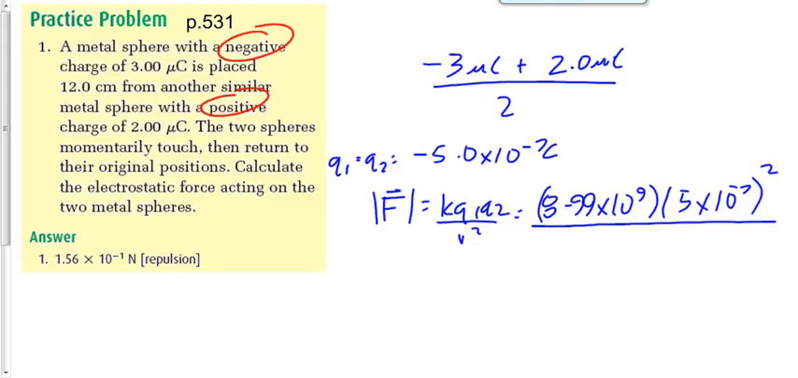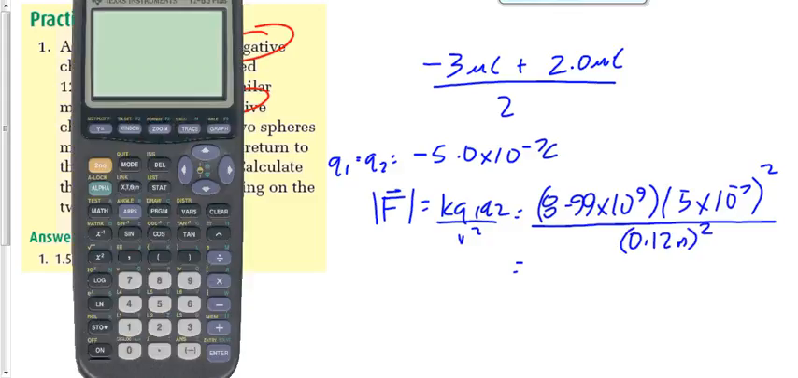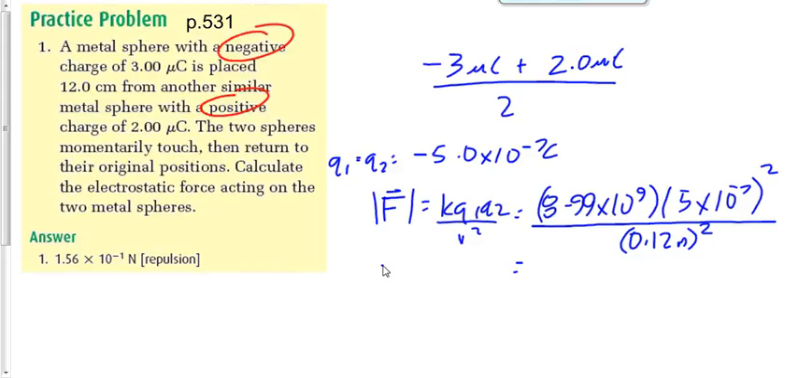And r is, what is r? 0.12 meters, or we could say 1.2 times 10 to the minus 2. Don't forget to square that. Let's do the math. We get 8.99 times 10 to the 9 times, I'm going to use some brackets here, 5 times 10 to the minus 7. If you're not comfortable with squaring that because of the exponent, then just multiply them together: 5 times 10 to the minus 7 times 5 times 10 to the minus 7. Divided by 0.12 squared, we get 0.156, or 1.56 times 10 to the minus 1.